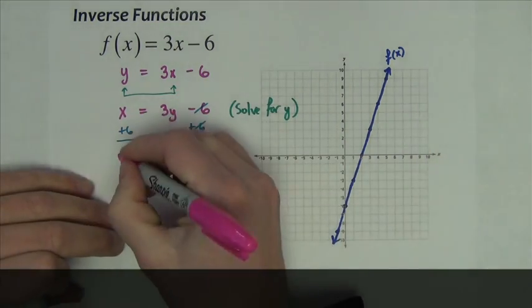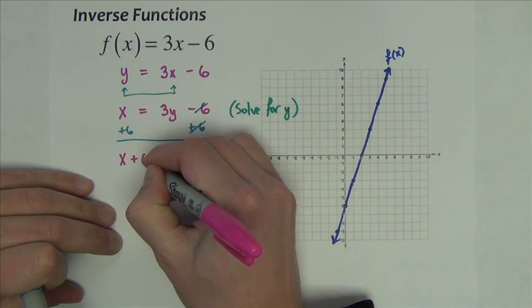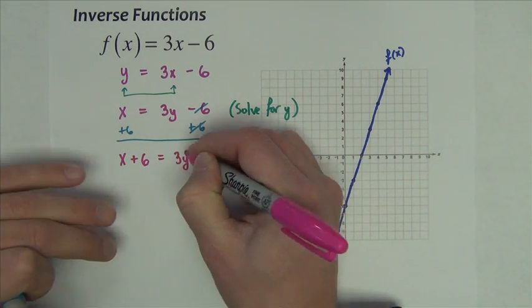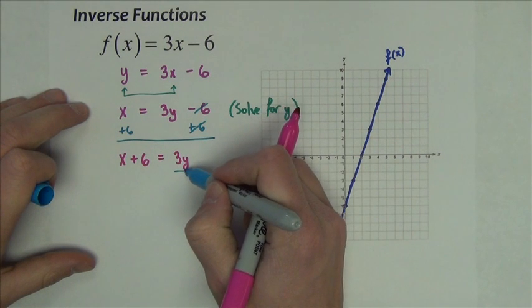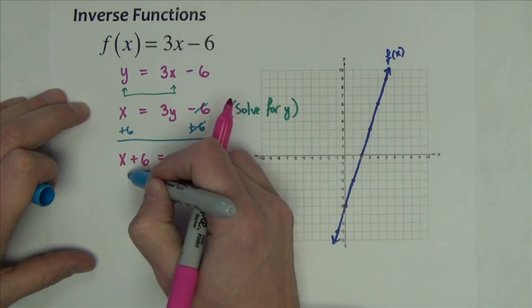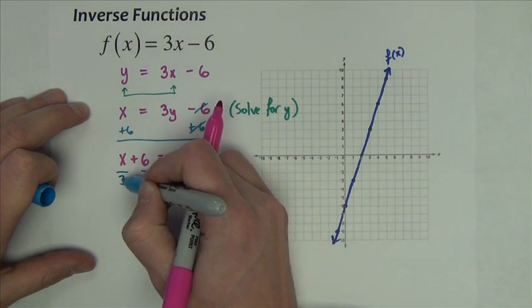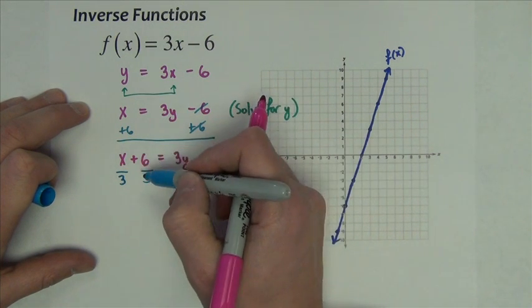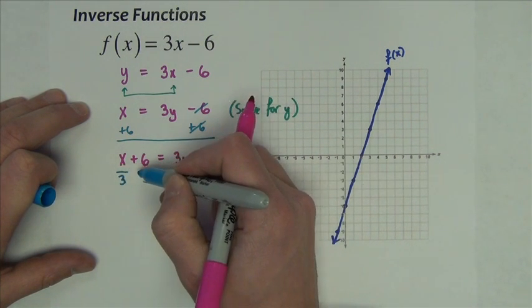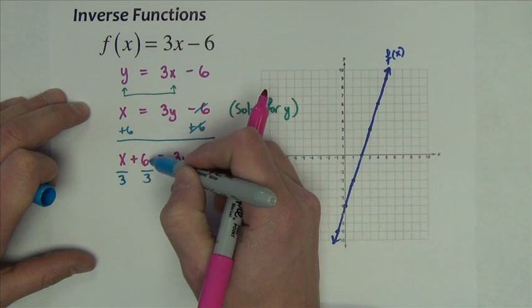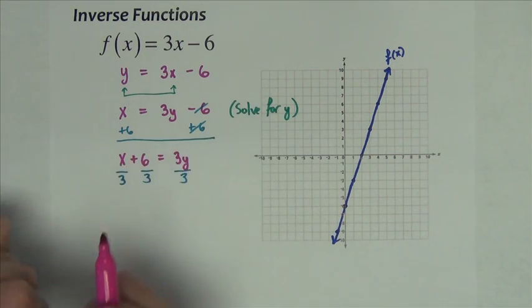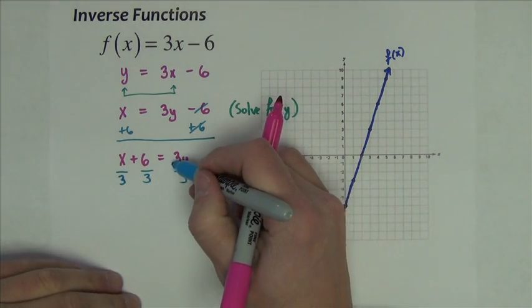That gives me x plus 6 equals 3y. We're going to divide both sides by 3. This is a mistake I saw on the test quite a bit: when we were dividing both sides by 3, we were not dividing both terms on this side by 3. We were just getting one term and not the other term. So that was a common error that I was seeing.